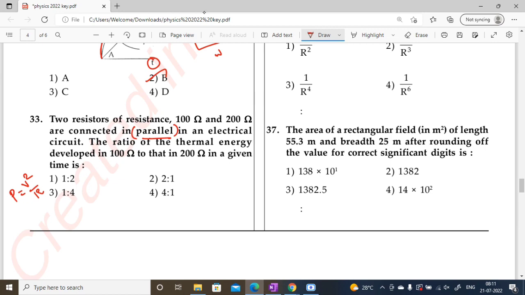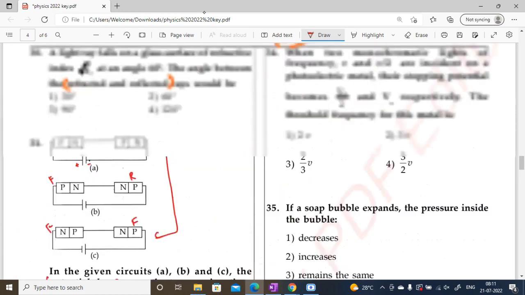So if I try to find P1 by P2, it is actually R2 by R1 directly. The value of R2 is 200 by 100, so that is equal to 2:1. So the answer is 2. You don't need to get into any difficult complexities here. Directly the questions are giving me the answer.